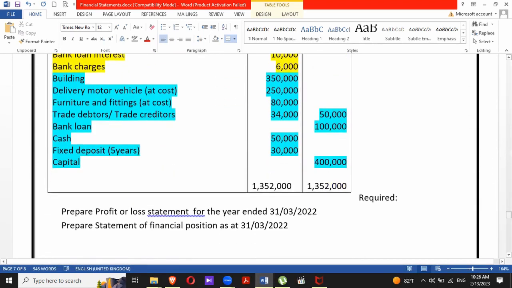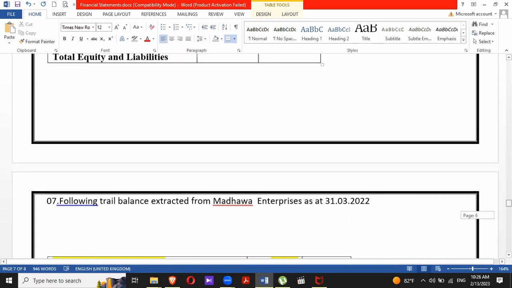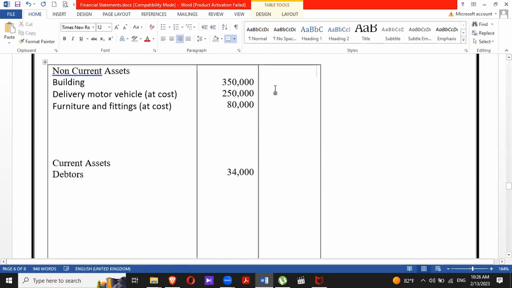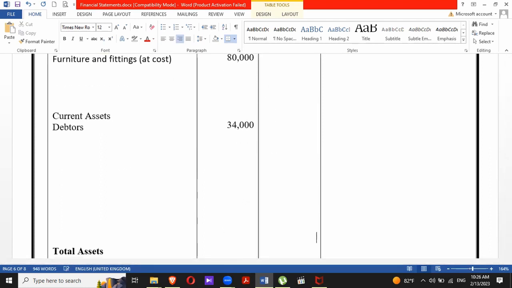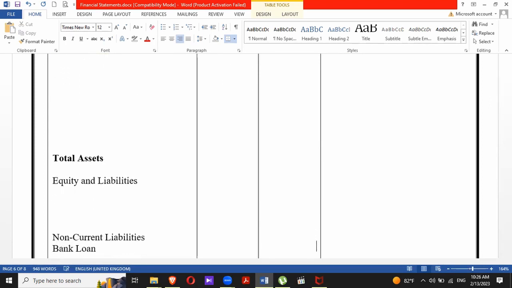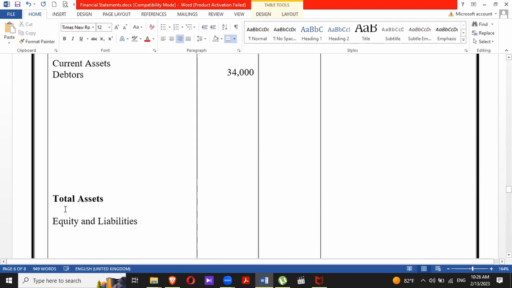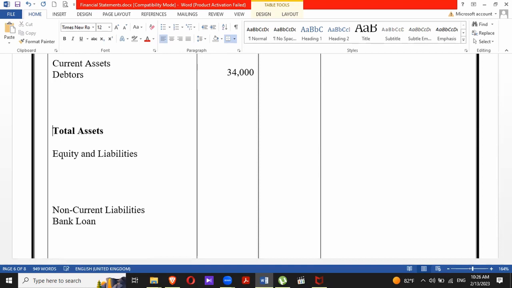Next one, bank loan. Bank loan 100,000. Bank loan comes under non-current liability, right? Bank loan 100,000, only one non-current liability. So directly you can record the balance in the last column. No need to record it separately in another column. Directly you can record it in the last column, 100,000. Likewise, you can record. Then we'll see what are the other things given here.